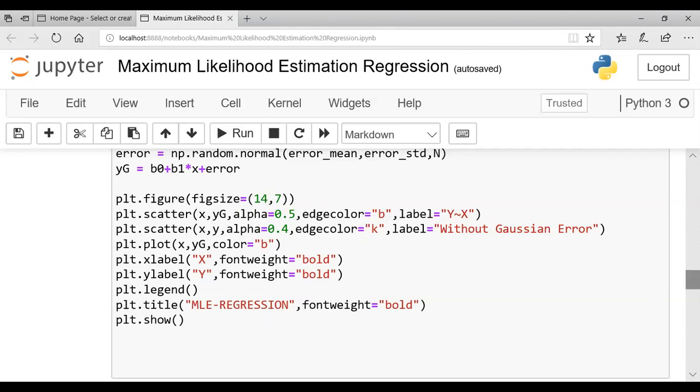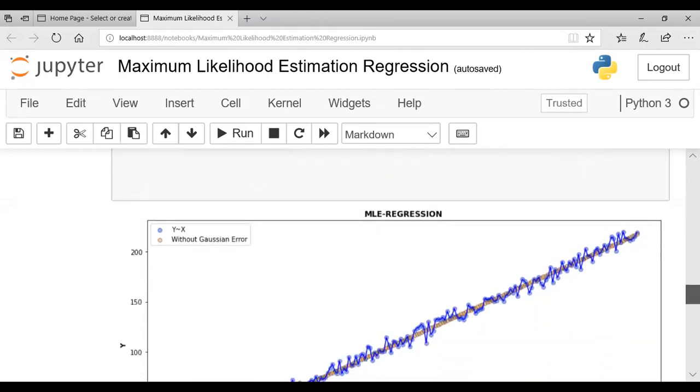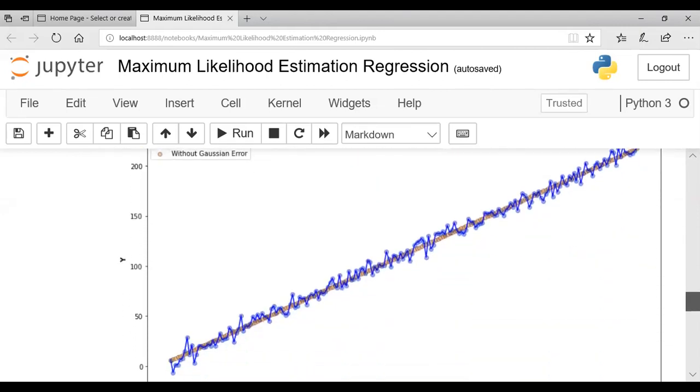So you will get this one. This is the linear regression finally.